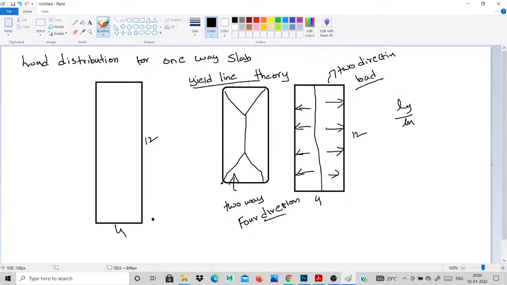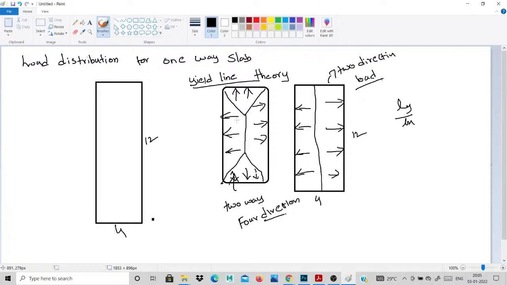Then the two-way slabs transfer load in four directions. The two-way slab is a rectangular portion, and this is a triangular portion. Two-way slabs transfer load in four directions. This is the difference: one-way slabs transfer load in two directions, and two-way slabs in four directions.